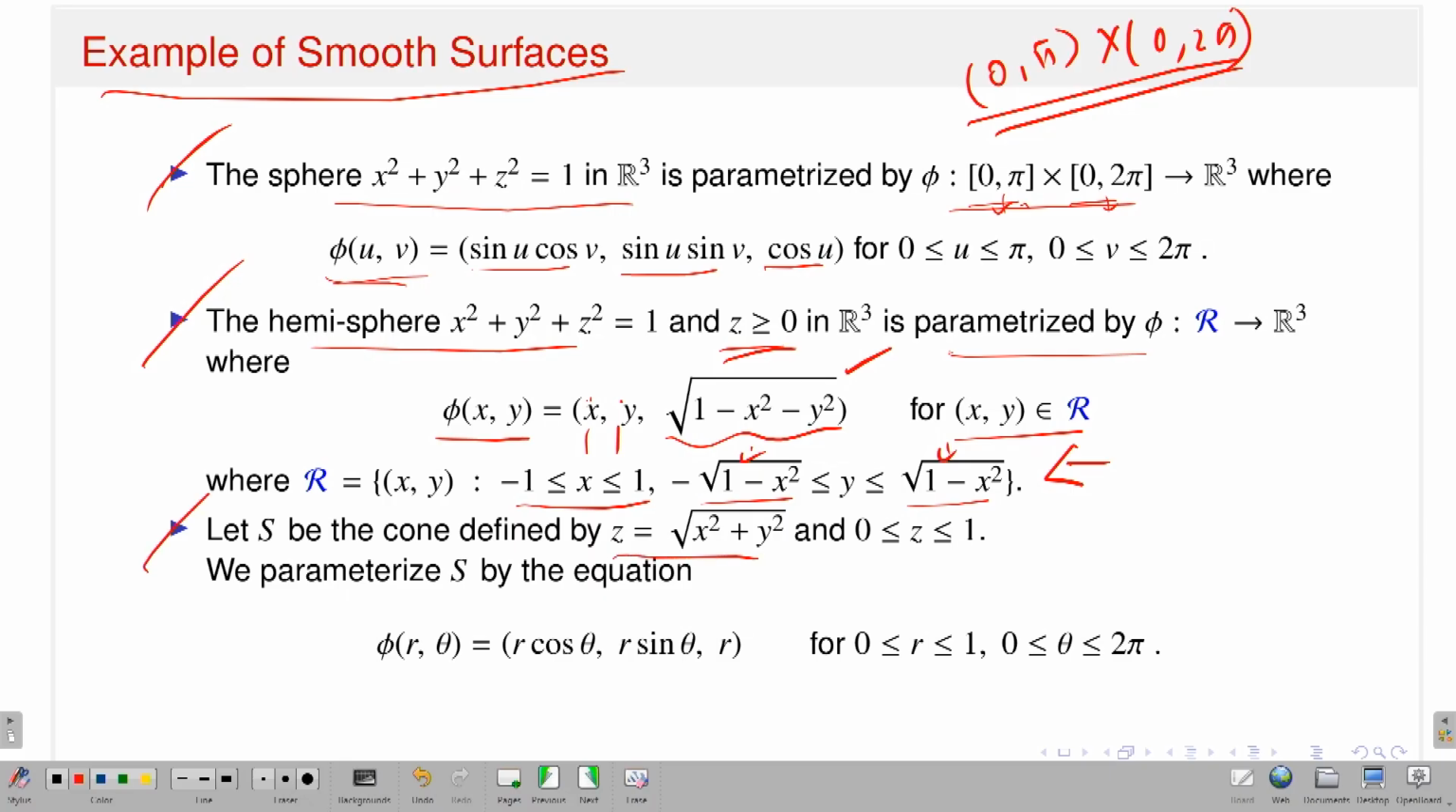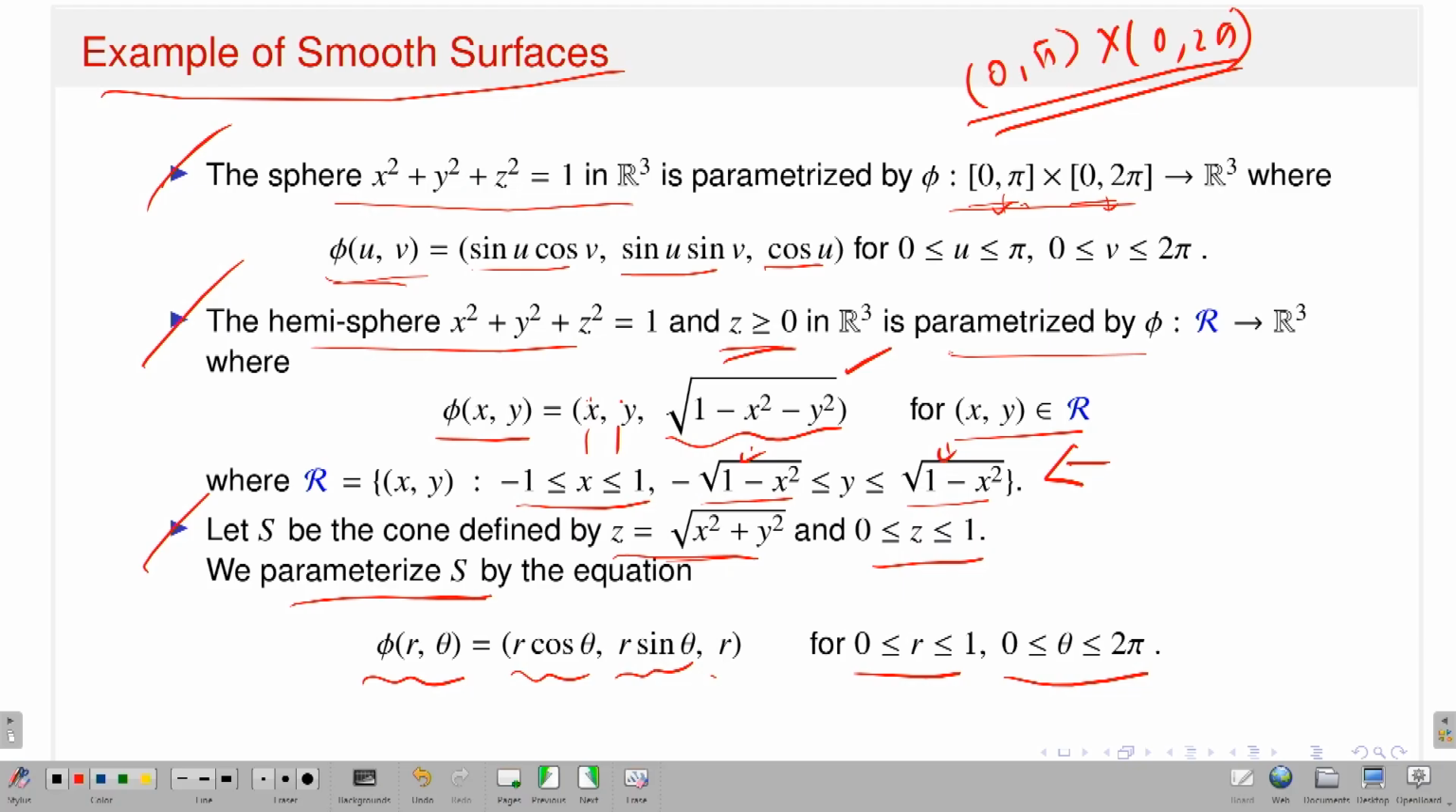Again, the third one is a cone where z is equal to square root of x square plus y square, and z runs from 0 to 1. If I have a surface which has an explicit representation, then it will have a parametric representation. What is that? In terms of the cylindrical coordinate system, so we parameterize S by the equations phi, which is a function of r and theta, whose first component is r cosine theta, second component is r sine theta, third is r, where r runs from 0 to 1, and theta runs from 0 to 2 pi.